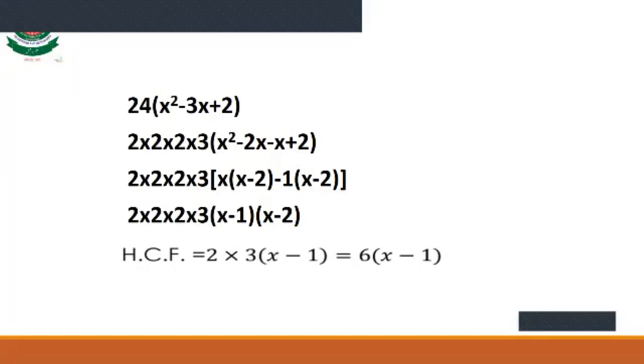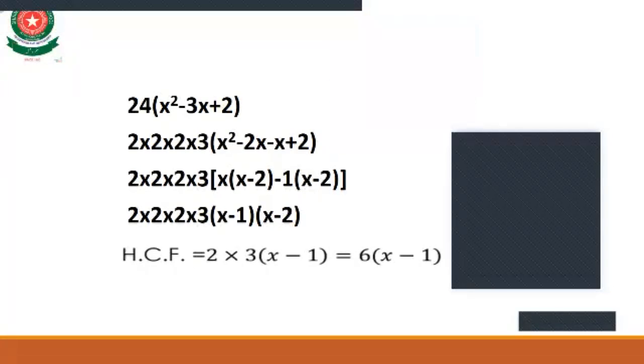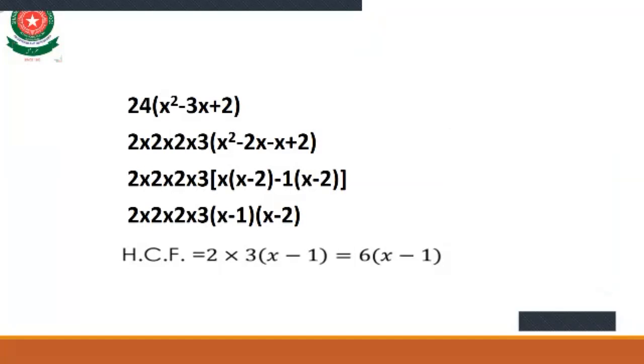Taking x common, the remaining will be x minus 2, and taking minus 1 common, the remaining will be x minus 2. So here the common factor is x minus 1. By taking common x minus 1, the remaining will be x minus 2.